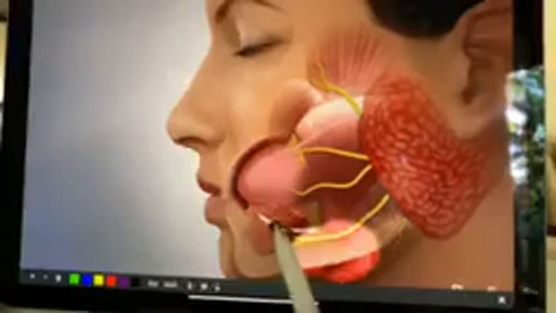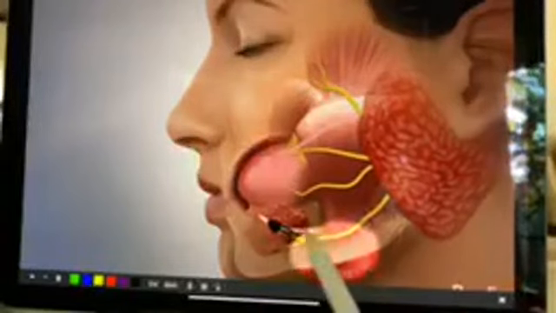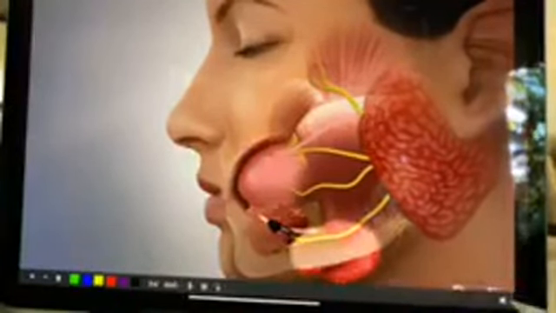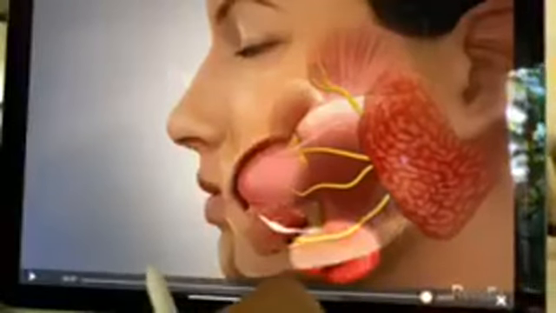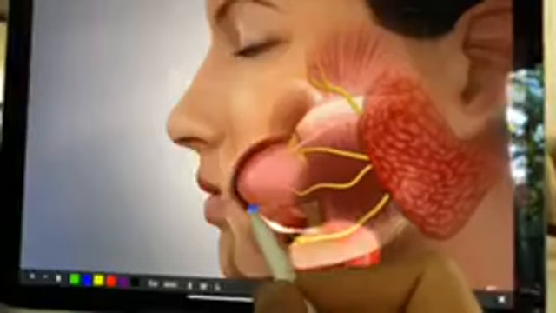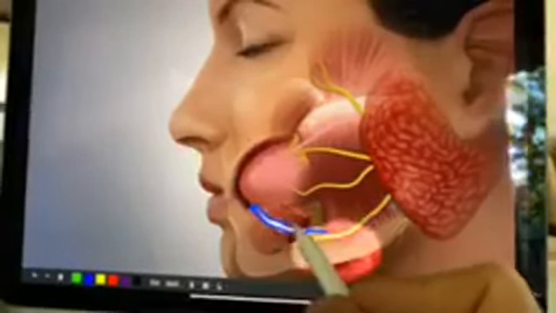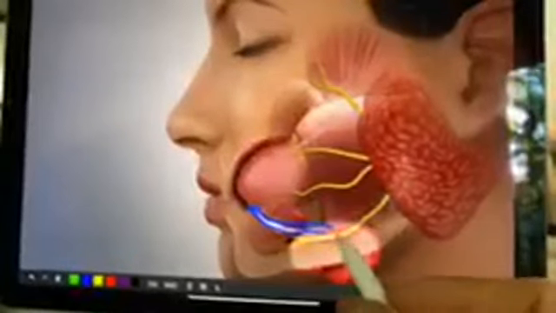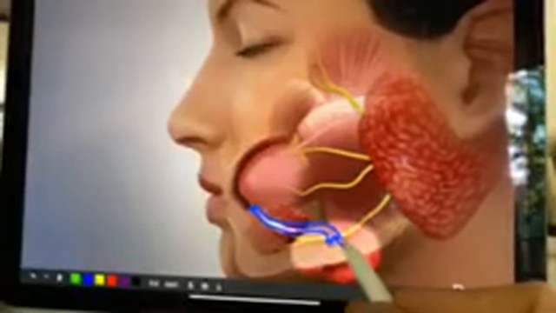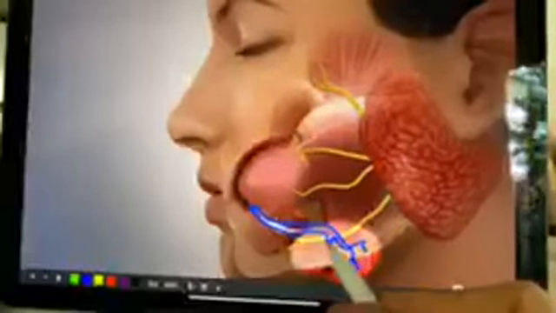Stones slowly grow in size to get bigger and bigger. They can be in the duct, the main duct, or they can be in one of the offshoots. So if you were to imagine that this is the duct of the submandibular gland. It comes into the gland and then it divides up into branches. And these branches divide up into more branches.